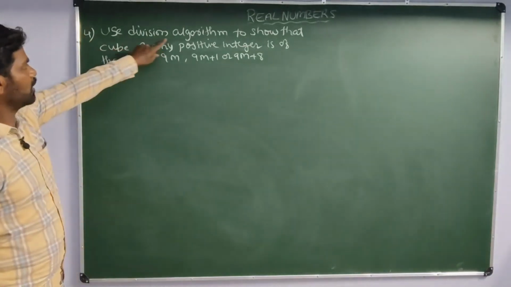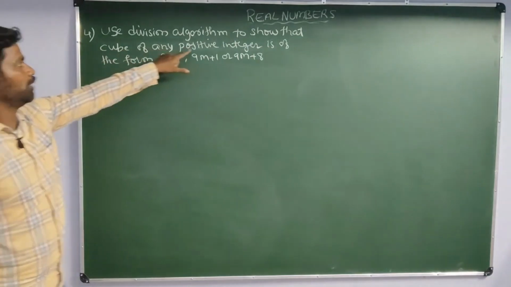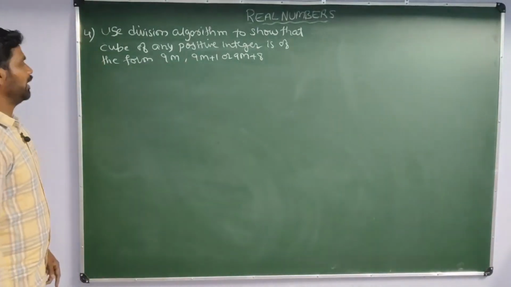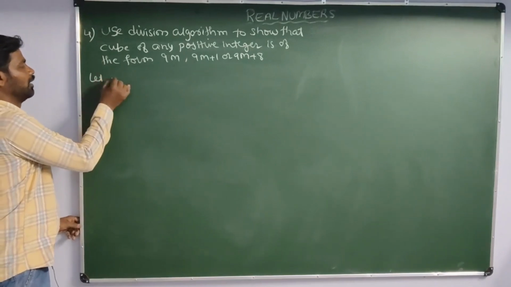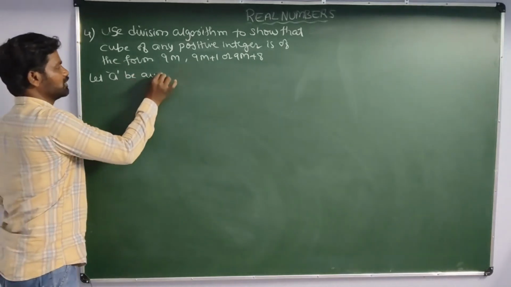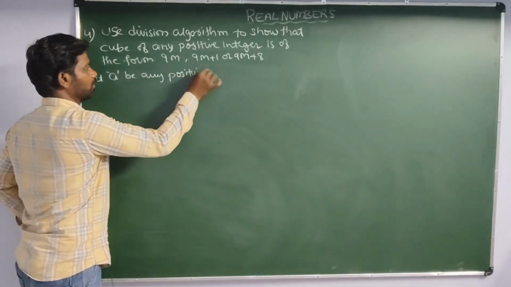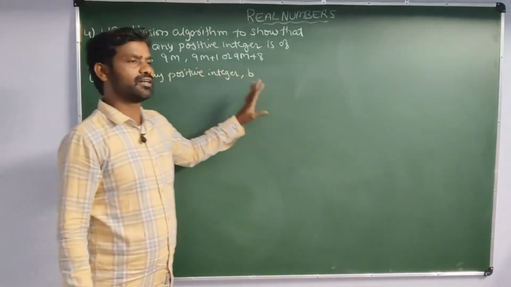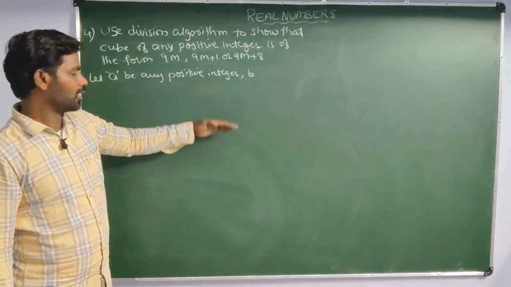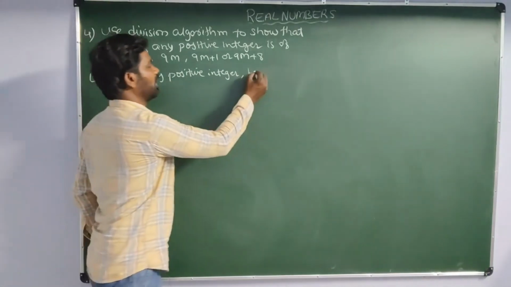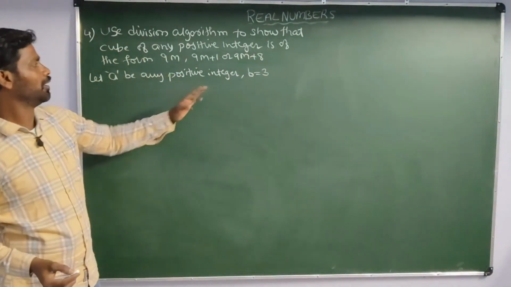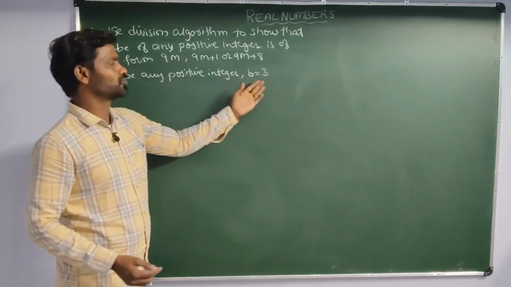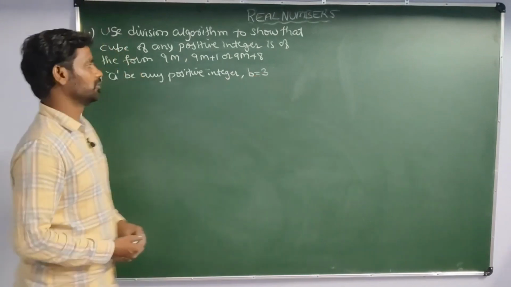Next question. Use division algorithm to show that cube of any positive integer is of the form 9m, 9m plus 1 or 9m plus 8. So let us consider, let a be any positive integer. What is the b value? If we consider b is equal to 9, our answer becomes very lengthy. So what we have to write here is 3. Why did I write 3? Because 3 is a factor of 9. Instead of 9, I have taken 3.